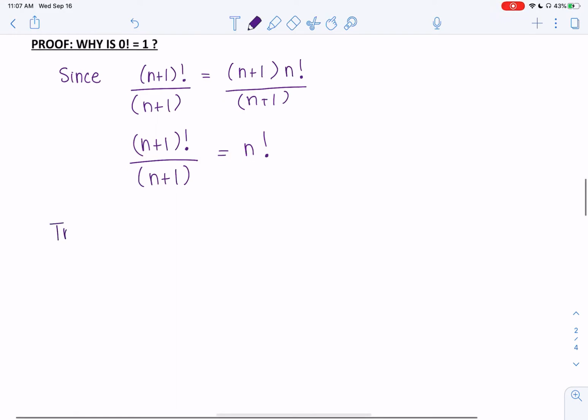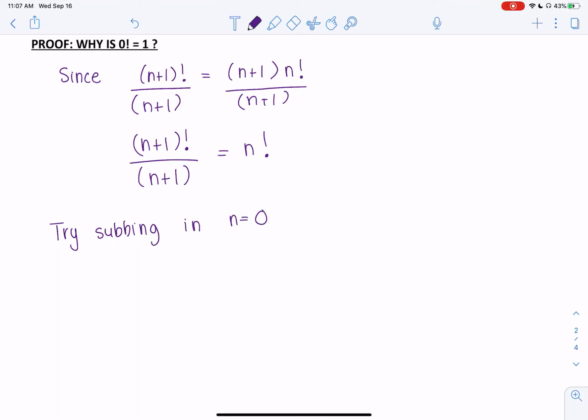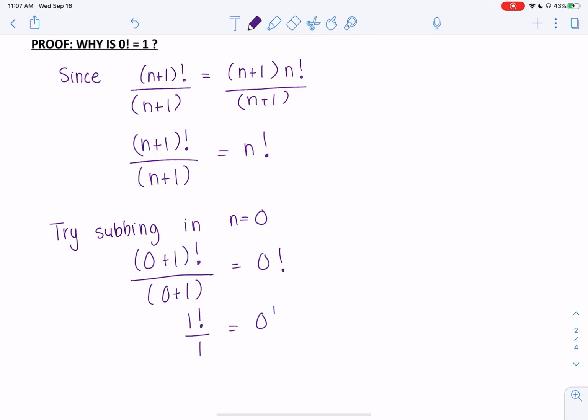Next, I'm going to try subbing in n equals 0. And I'm just going to write it with zeros instead of n's. 0 plus 1 factorial all over 0 plus 1. And then I'll get 1 factorial over 1 equals 0 factorial. And I get 1 equals 0 factorial. And then what I do is I can write a little box here. That just means that I've proved it.